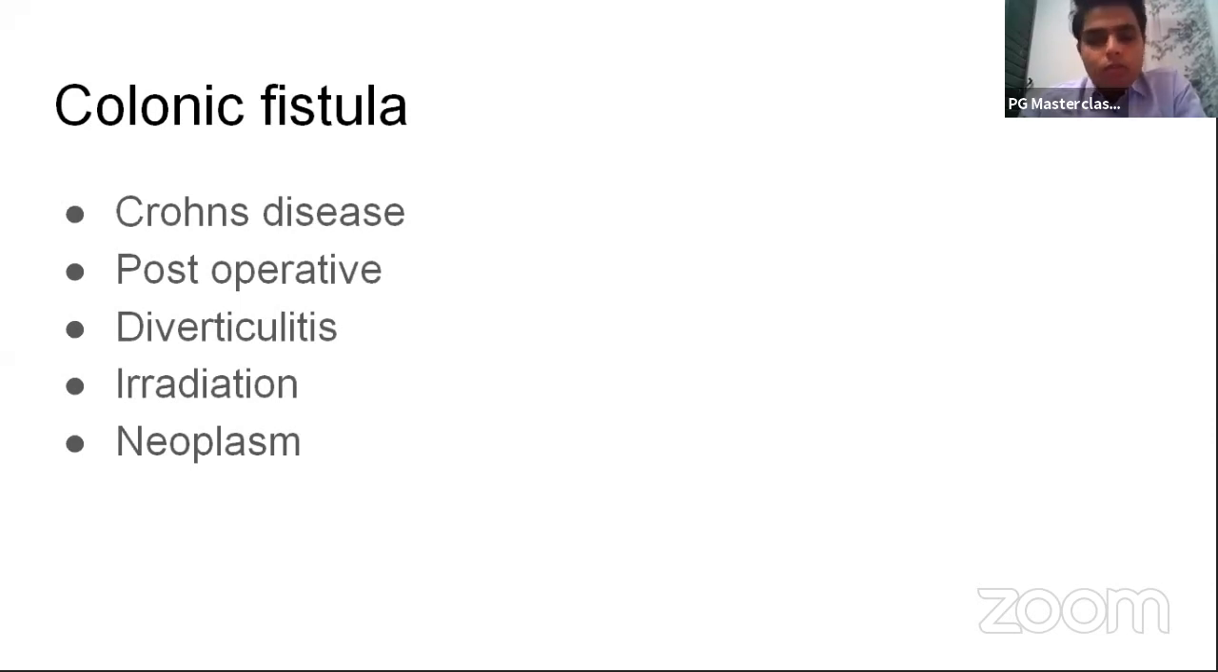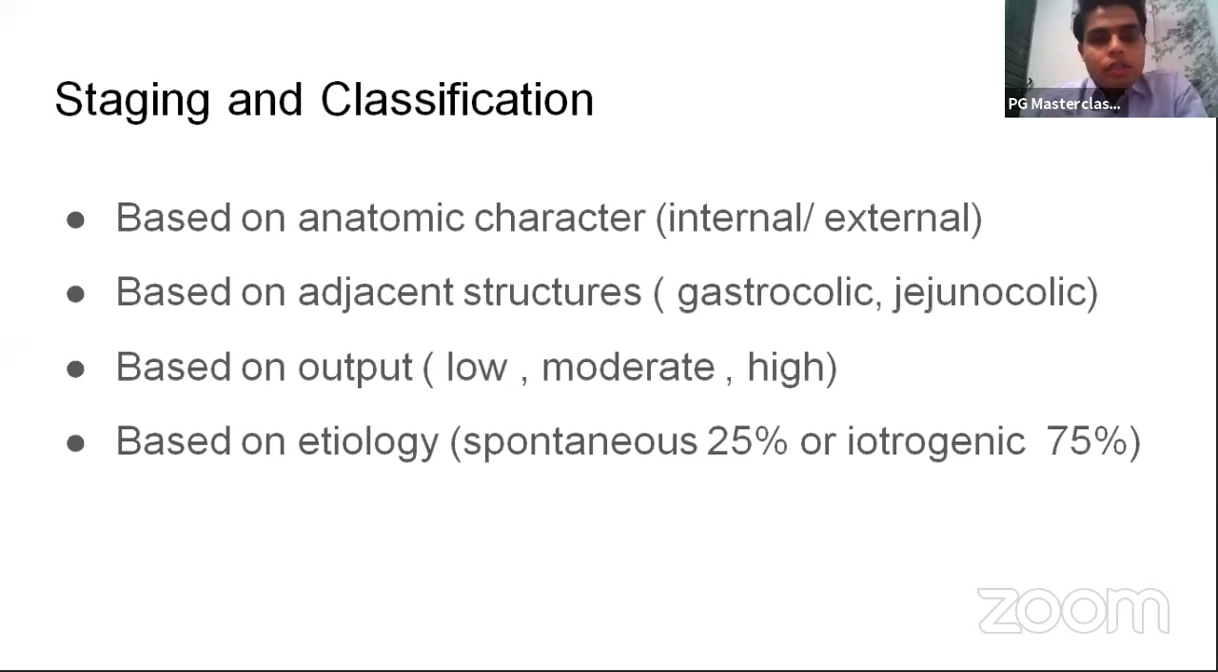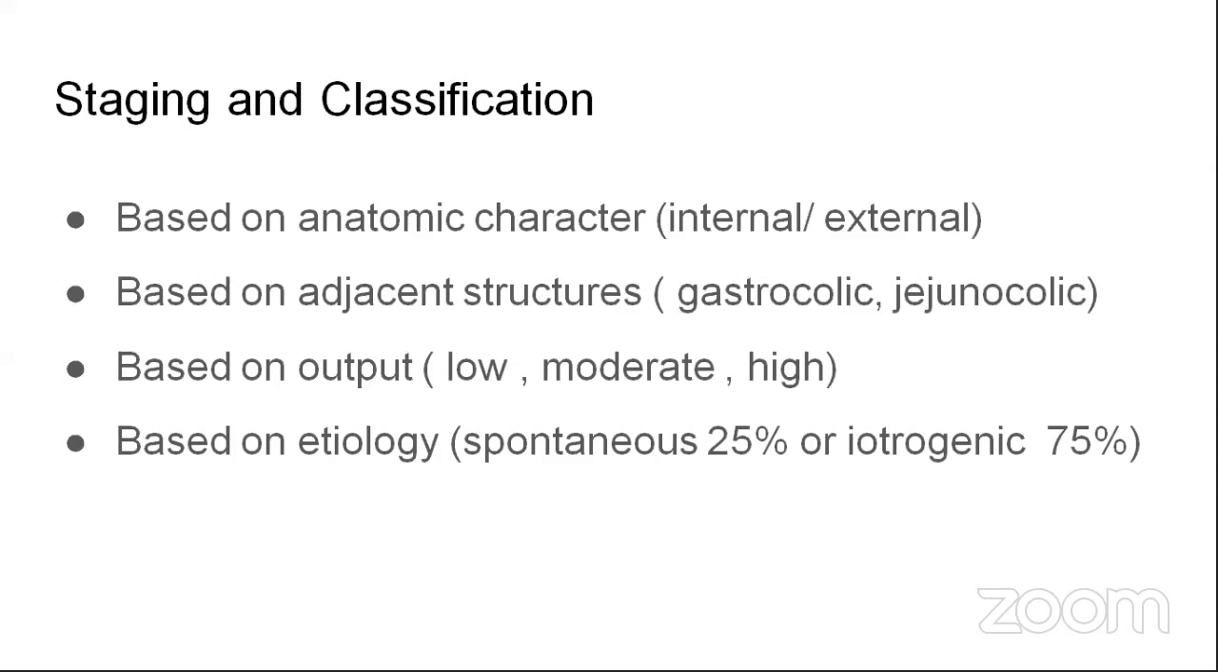Colonic fistula. The main causes are postoperative causes, followed by Crohn's disease, diverticulitis, irradiation, and neoplasm. Staging and classification can be based on anatomic character. The fistula may be internal, between two gastrointestinal bowel loops, like gastrocolic or jejunocolic fistula, or external, from the gastrointestinal tract to the skin, which are the entero-cutaneous fistulas. Based on adjacent structures, like gastrocolic, jejunocolic fistula, etc. Based on output, fistulas are divided into low, moderate, and high output. In low output fistula, the output is less than 200 ml per day, moderate output is 200 to 500 ml per day, and high output is more than 500 ml per day.